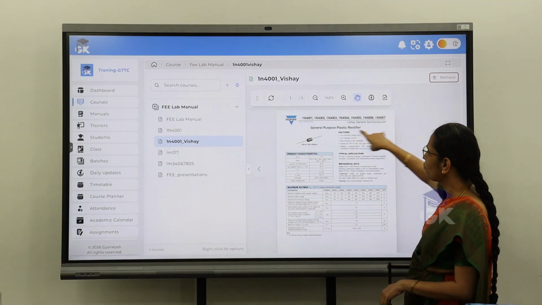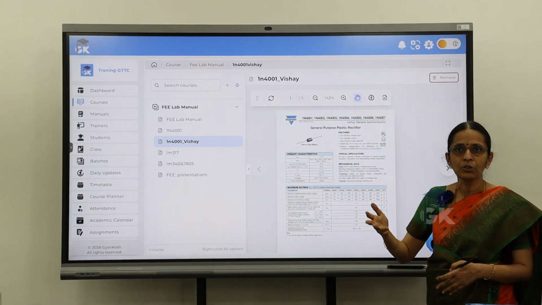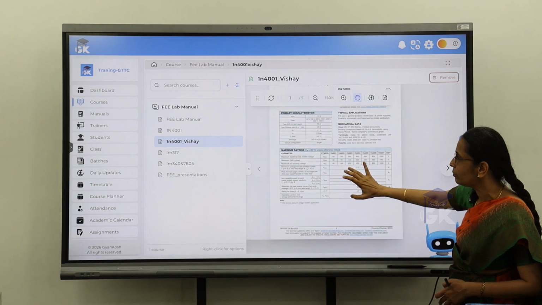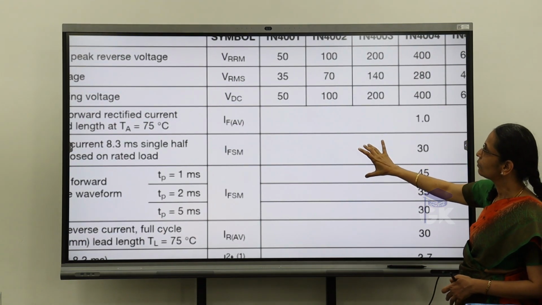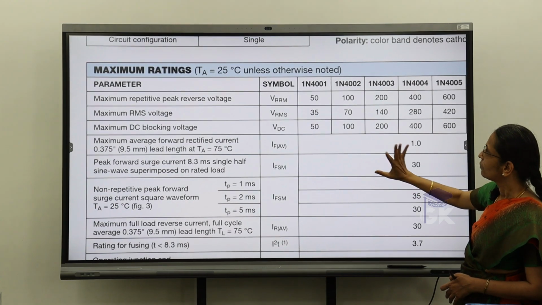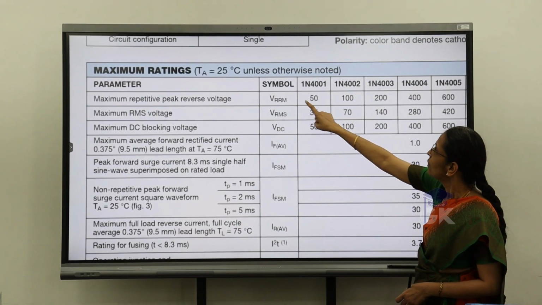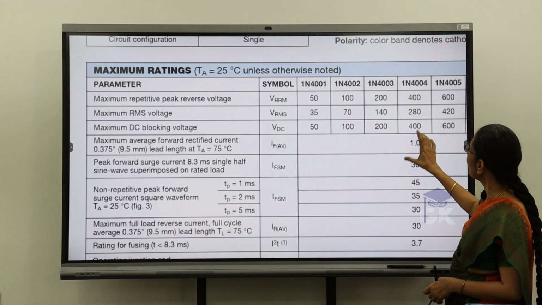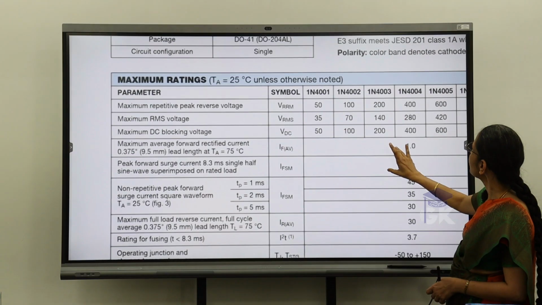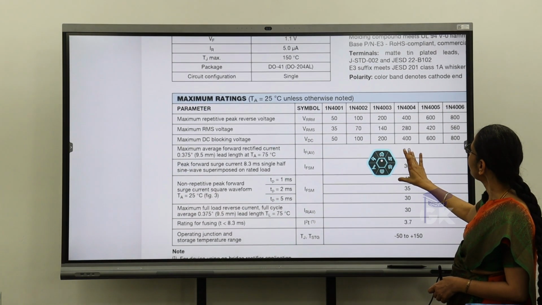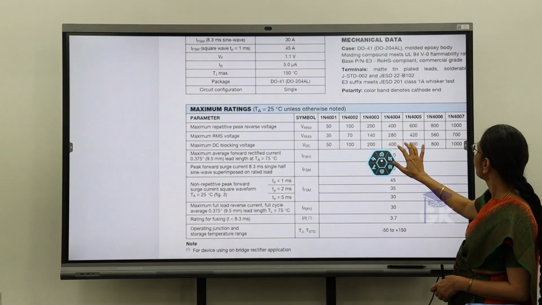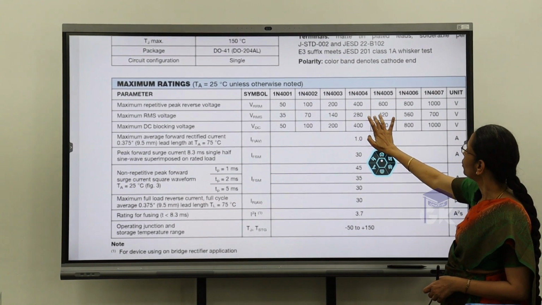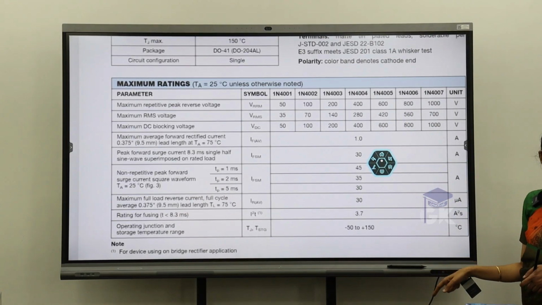Now you have a list of, say, 4000 series. In which way are they going to be different? They are going to be different based upon their parameter ratings here. You can see here the symbol means the notation for that particular parameter. 4001 till 4007 is listed here, all the parameters are listed.